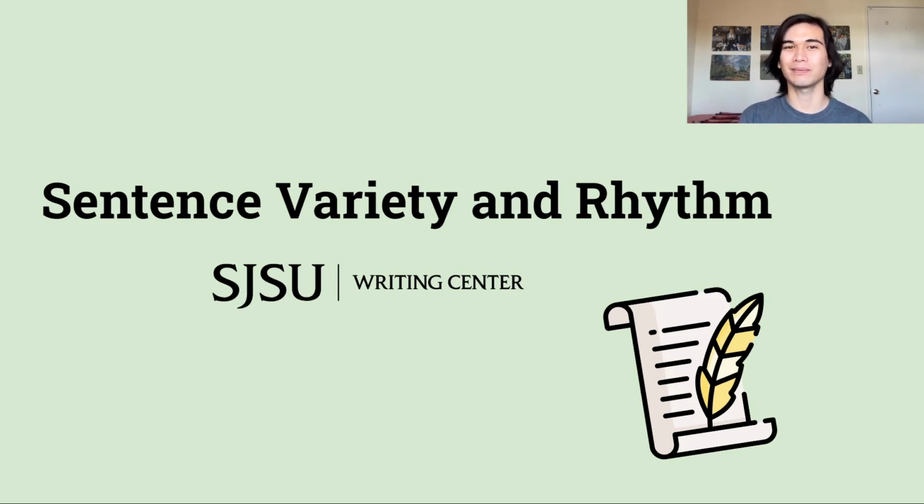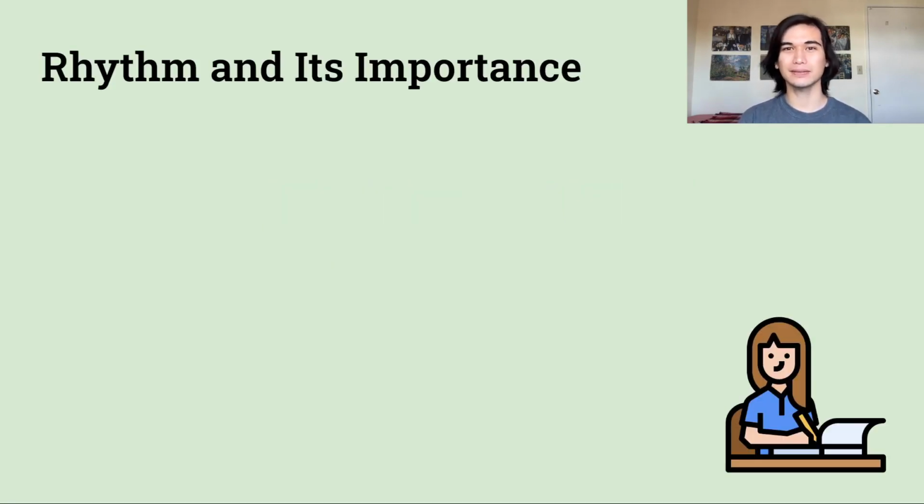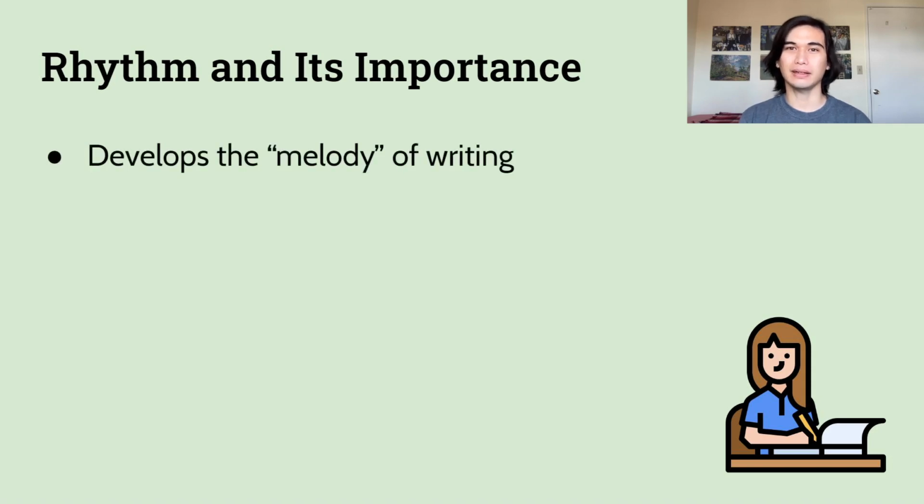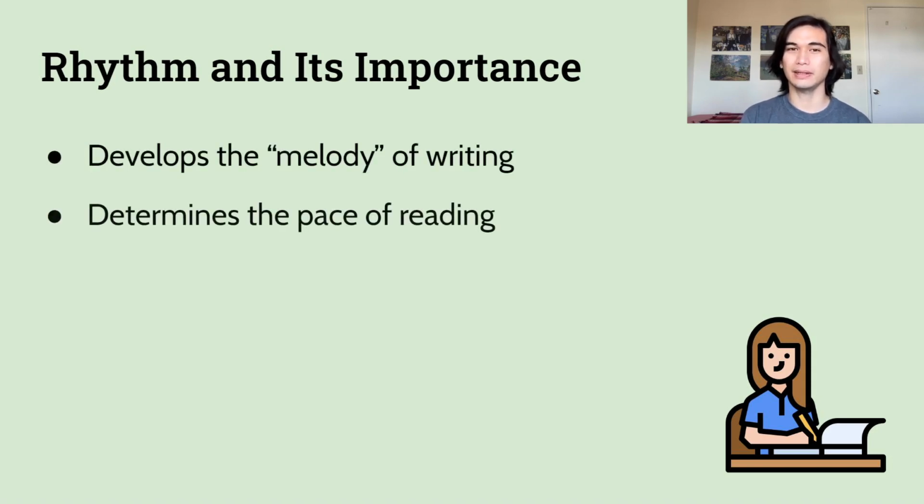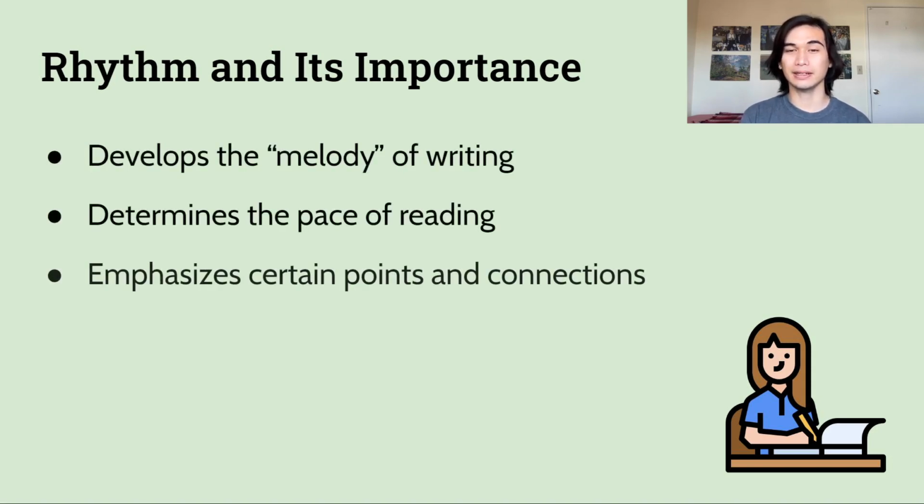Let's get started. You can think of sentence variety and rhythm as the melody of writing. Variety and rhythm develop the melody of your writing, determine the pace of reading, emphasize certain points and connections, and create an atmosphere. You can create subtle and complex effects merely by varying the length and complexity of sentences. Conversely, without variety and rhythm, your writing will sound bland and repetitive.